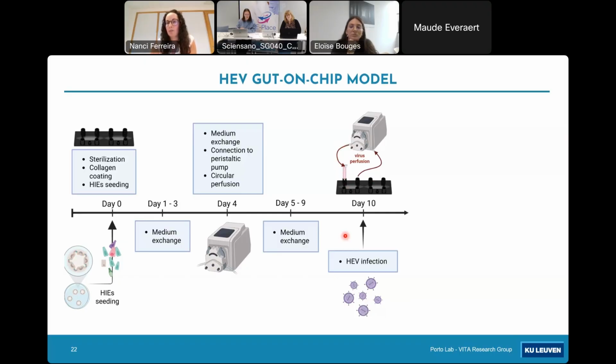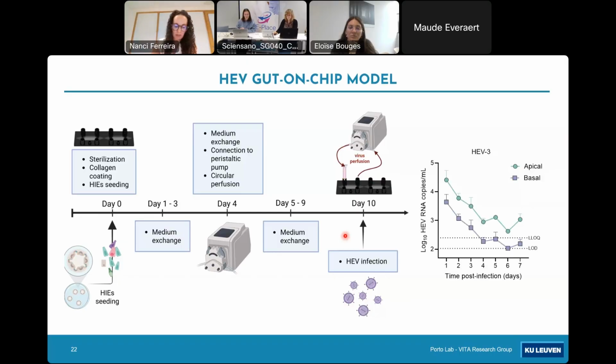Then we wash the cell layer and follow every day to measure how much virus is being excreted in the supernatant. Here you can see that, again, we see more excretion into the apical side than the basolateral side. So we are reproducing what we saw in the transwells, and what other groups described in the literature using primary models. So the model is working as we expected. We also see a decrease in the viral load over time, as expected, because we are changing the media of the chip daily.